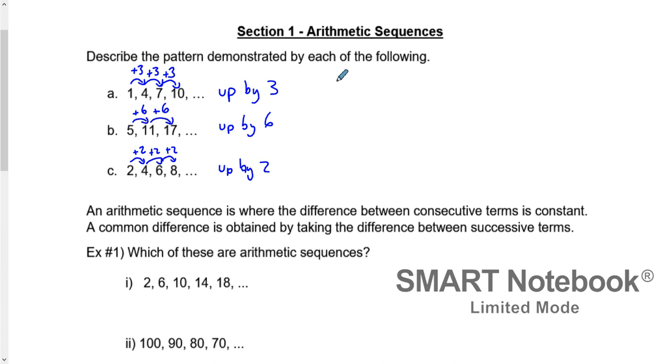So if we look at this first one, 7 subtract 4 is 3. 4 subtract 1 is 3. 11 subtract 5 is 6. 17 subtract 11 is also 6. So they're going up by a consistent amount. To find the difference, we just take the second and subtract the first, or the third subtract the second, the fourth subtract the third. Our next logical step in this one would be 23. Our next logical step here would be 10, 12, 14.